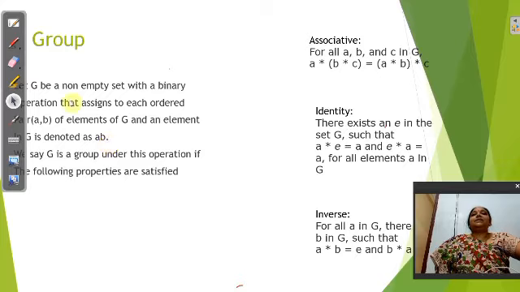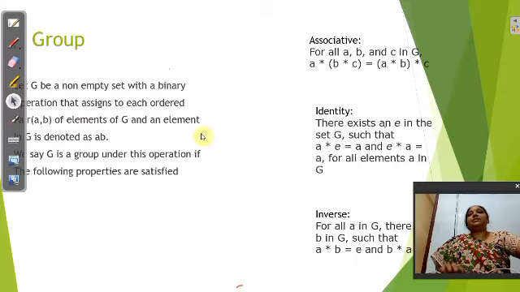What are they saying? G is any non-empty set. G must not be an empty set. If it is empty, there is nothing to prove. Already we have learnt G must be a non-empty set. And a binary operation we are taking. A binary operation means we know that if we take any two elements from the set, the product or sum of those two elements again belongs to the same set.